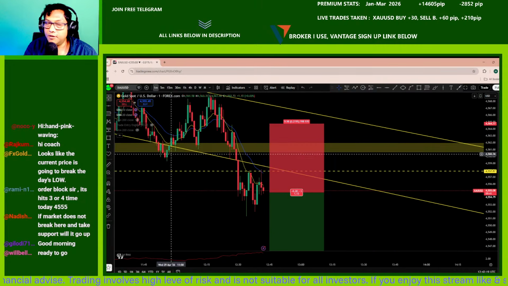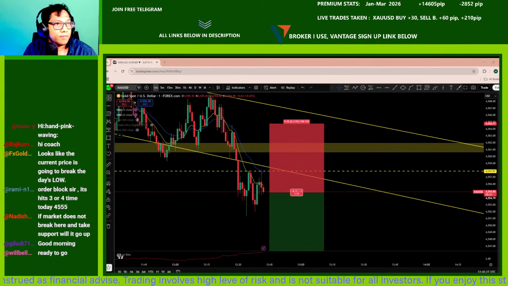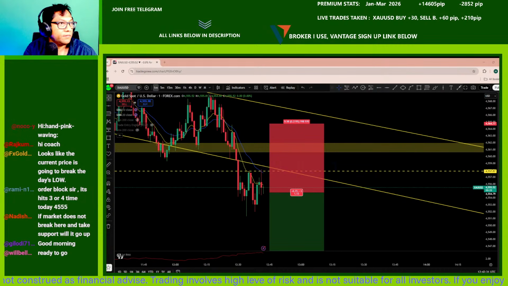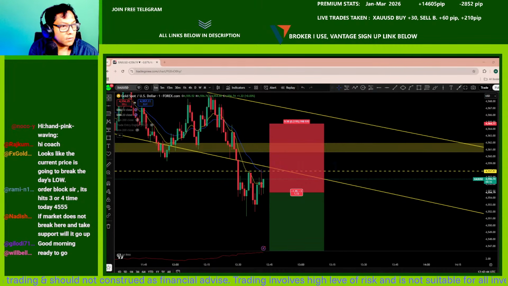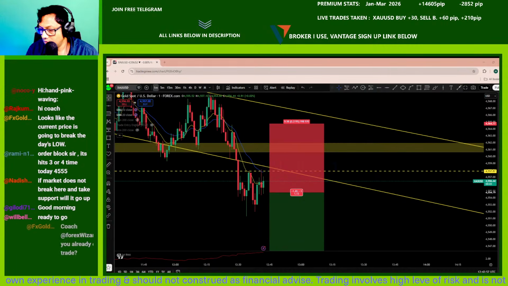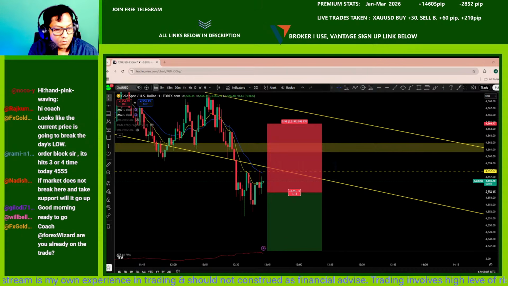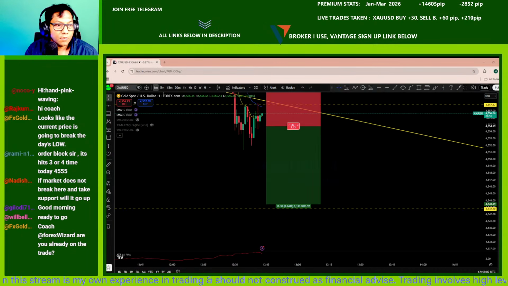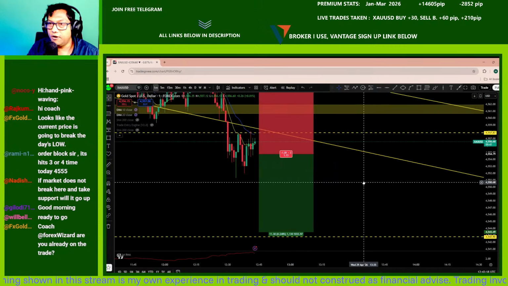And here the stop loss at 4564.77. TP target I will be setting later. So here guys, I have open sell.